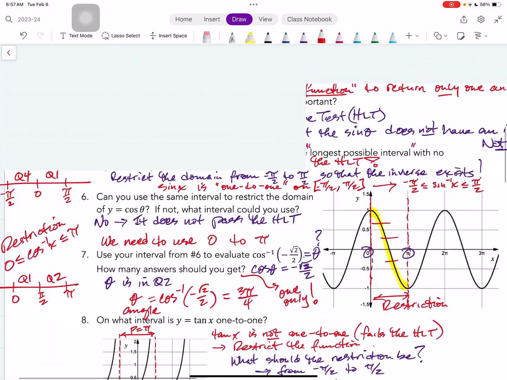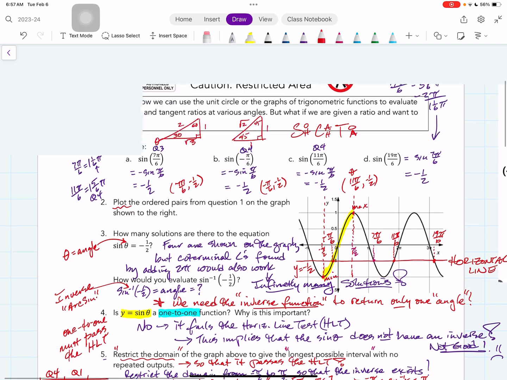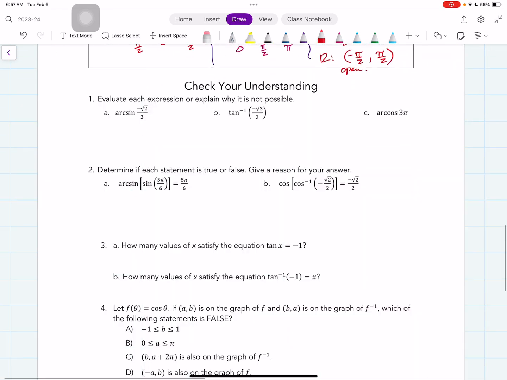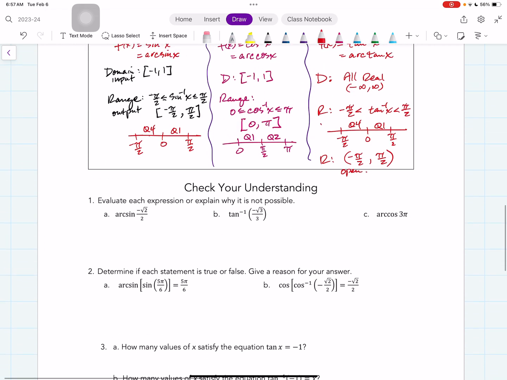Hopefully this helped you out. This is the initial lesson that we did in class, and of course you've got to apply it, which means you've got to practice. Do your check for understanding, check it with my notes, and also do your homework.